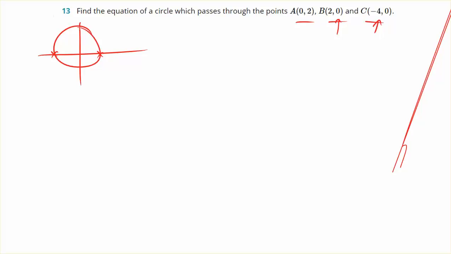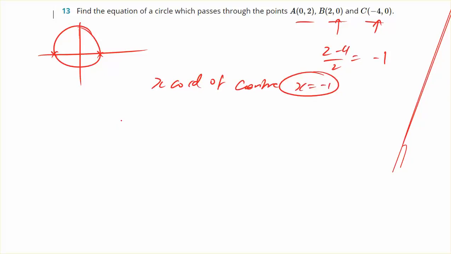Great, because I know that if a circle cuts the x-axis twice, then the x-coordinate of the center of the circle will be between the two x-intercepts. So I take the average of 2 and -4: 2 minus 4, divided by 2, I get -1. So the x-coordinate of the center is x equals -1.